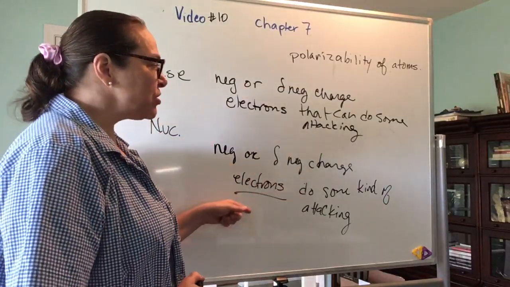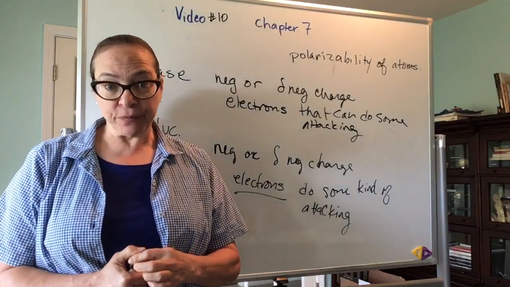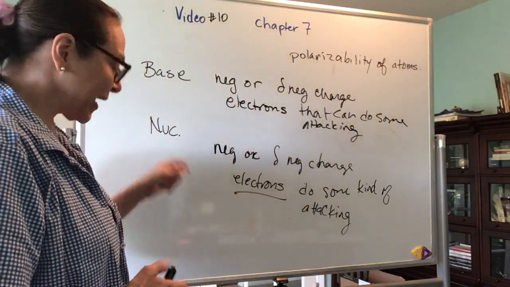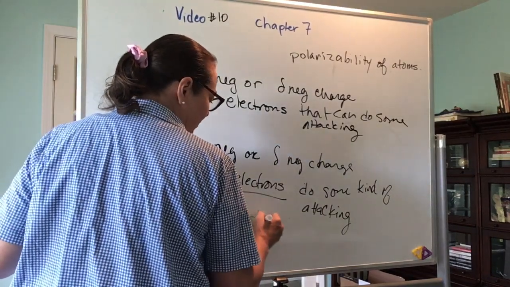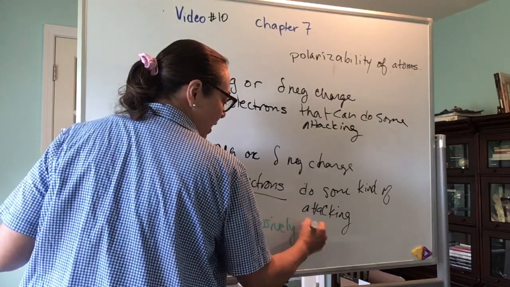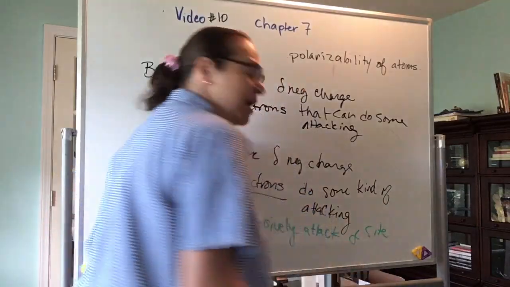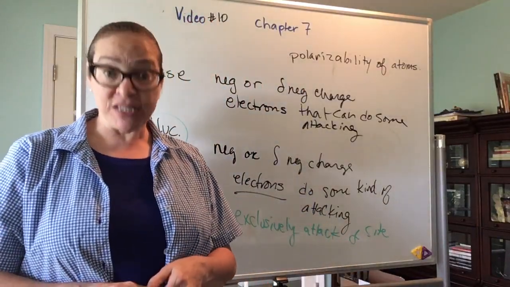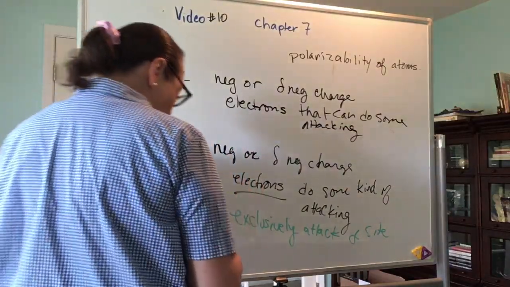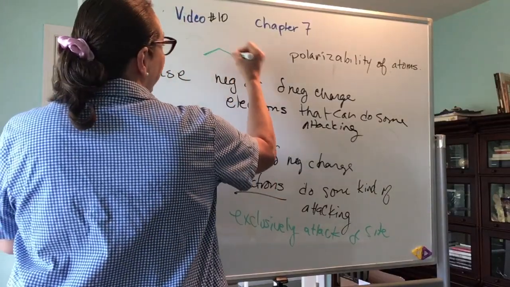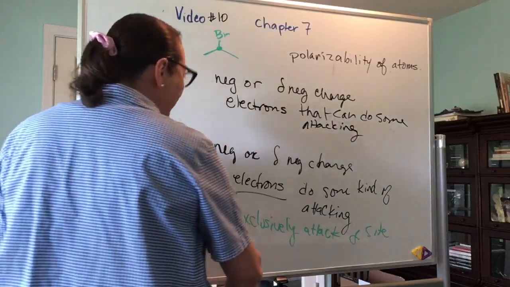The difference between these two definitions is what kind of attacking nucleophiles and bases do. Nucleophiles attack at the alpha center. So nucleophiles attack exclusively at the alpha site. Okay? Where is the alpha site? The alpha site is the carbon to which a leaving group is attached. So if we have our specific substrate and we have a leaving group, then this carbon right here is our alpha site.